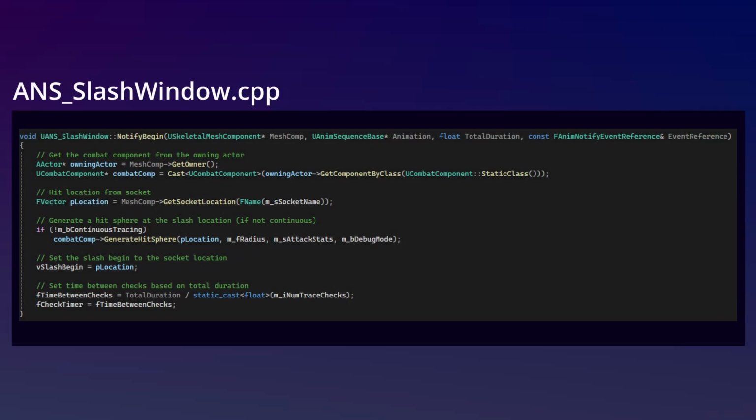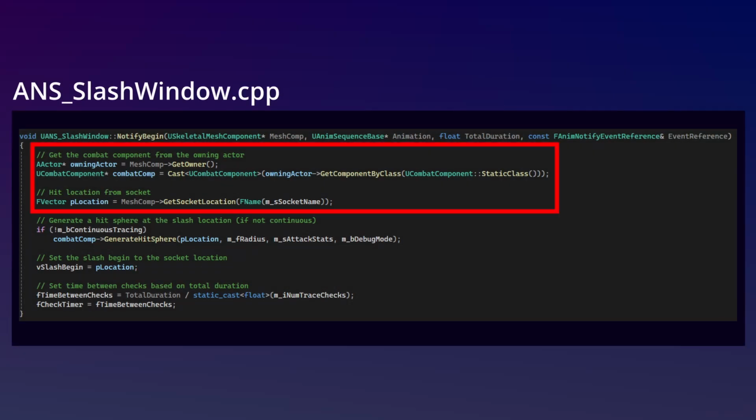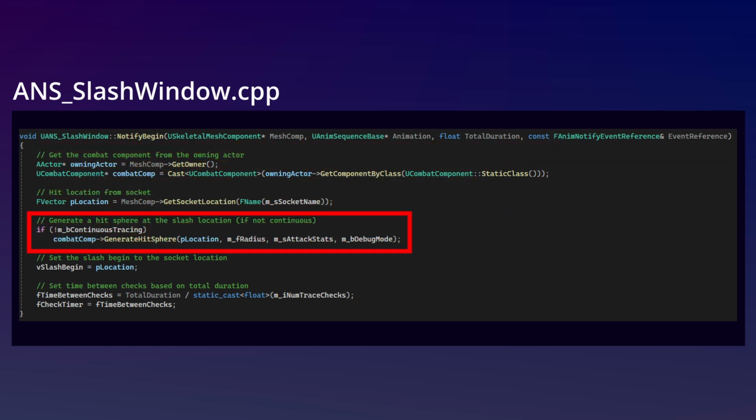Looking at the CPP, when the notify starts, we're going to get the combat component of the actor playing the animation, as well as the location to generate the trace, which we're going to be getting from a socket that is placed on the owning actor's skeleton. If continuous tracing is off, we're going to generate a hit sphere, but for our use case, we'll likely not need to use this too much. This is mainly only useful for times where you may not want to generate a full swing of traces and just want one sphere check at a given location.